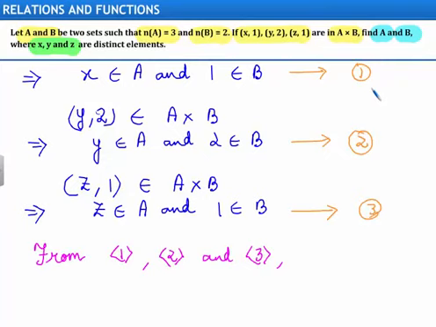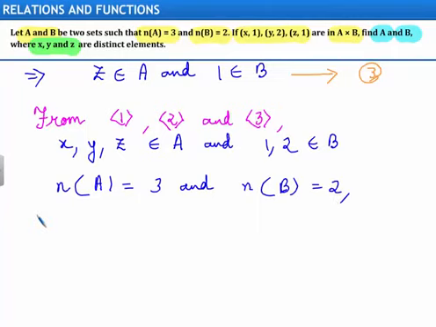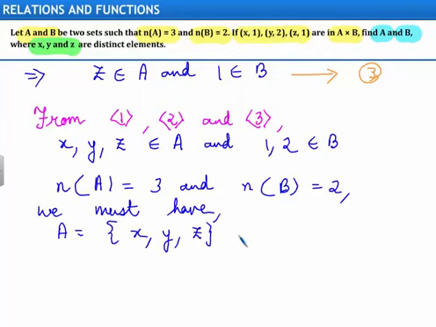Now, from the statements 1, 2 and 3, we can say that x, y, z, they all belong to the set A and 1 and 2 belong to the set B. Now, since it is given that n of A is equal to 3 and n of B is equal to 2, we must have the set A is equal to {x, y, z} and set B is equal to {1, 2}.